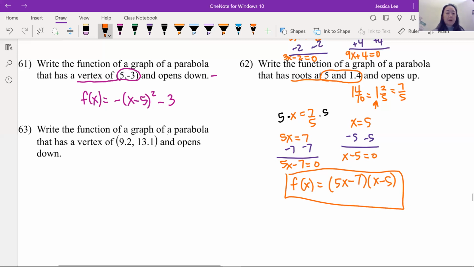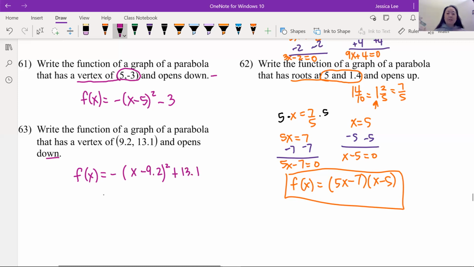And it says write the function of a graph of a parabola that has a vertex of 9.2 and 13.1. In this case, when we have a vertex with these decimals, we're just leaving out the decimals. It's only the factor one that we do that for. Okay, so you're probably like, oh, phew, I don't even want to try that one. All right, so f of x is equal to, it says opens down, right? So this can be negative x minus 9.2 squared plus 13.1.